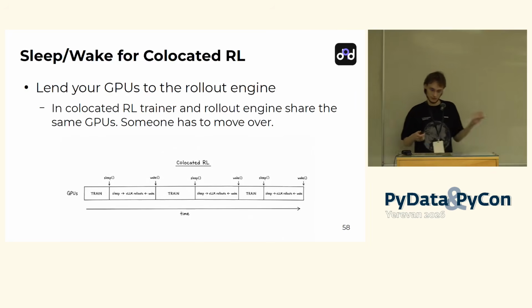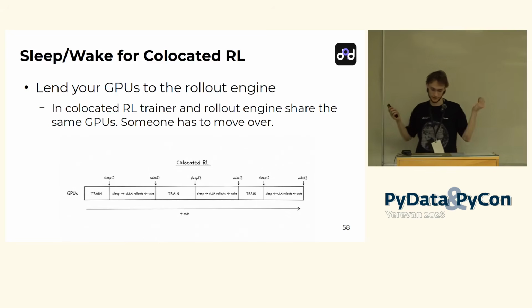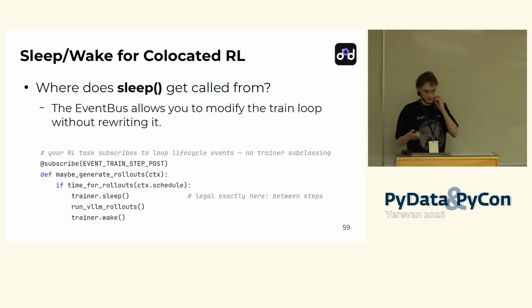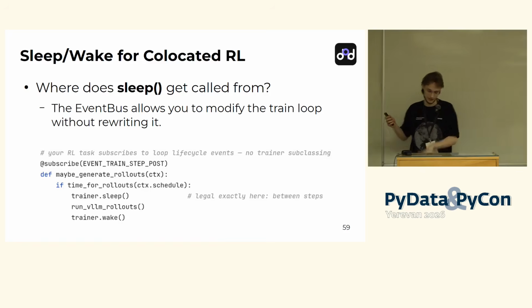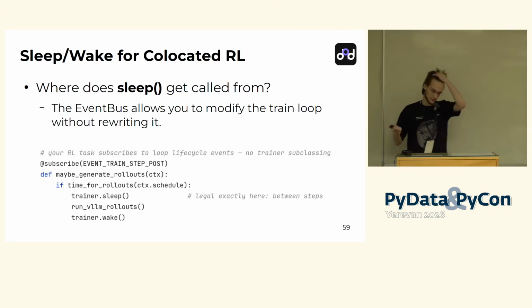Also, I want to show you that we support colocated reinforcement learning by allowing developers to put our trainer to sleep and wake it. You can offload all the states from GPU memory to CPU memory, and it will work. It's also a great demonstration of our event bus system. You can subscribe to some train events and do some work there. For instance, put a trainer to sleep, run your rollouts, wake up the trainer, and integrate it with some RL, reinforcement learning, setup.